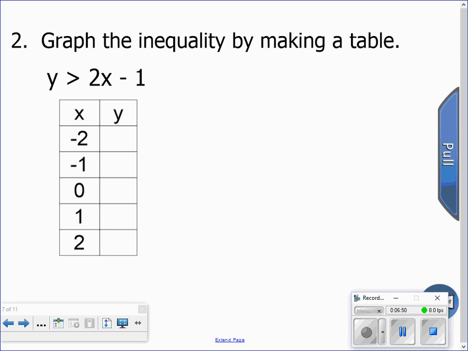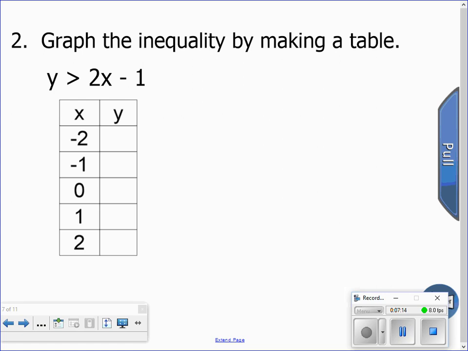So here we have an inequality that's in slope-intercept form. If we wanted to graph this one, what we would do is make a table. So we could take our table -2, -1, 0, 1, and 2. These 5 points are easy points that we usually like to use because they give us a good description of the graph on both sides of the origin.